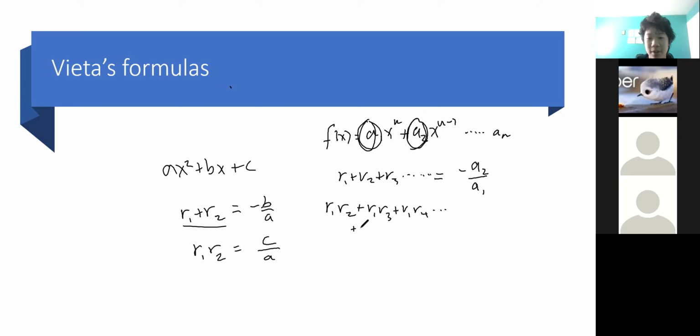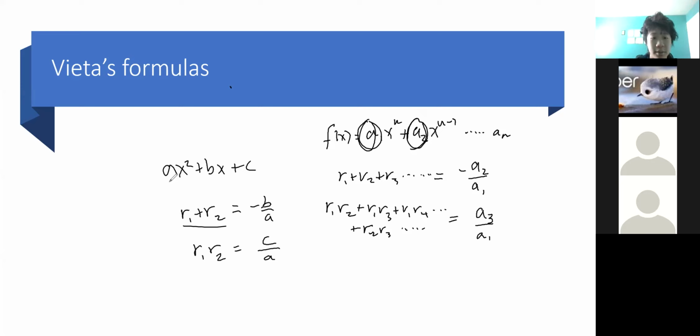We can also have plus r2, r3. So all the combinations of pairing these roots together and multiplying them, and then we add all of those together. This lot equals a3 over a1, positive a3 over a1.